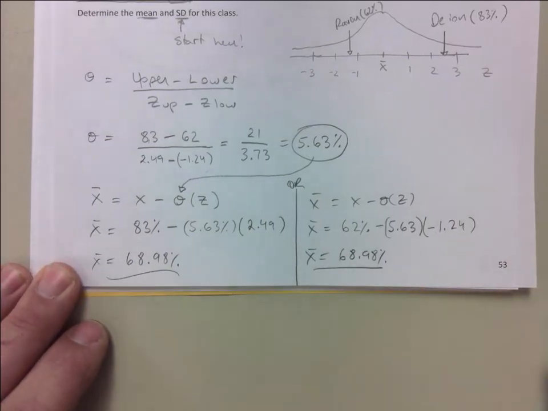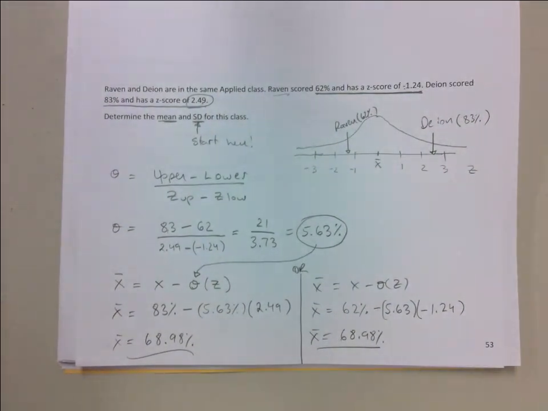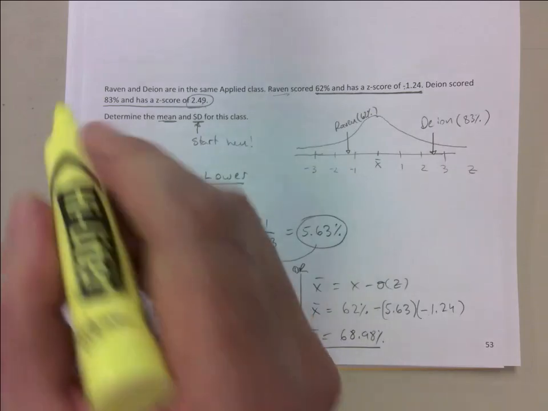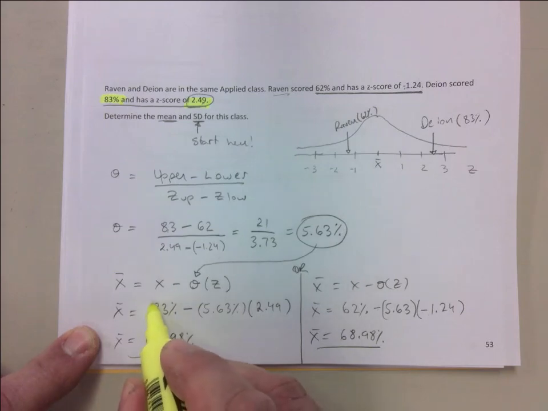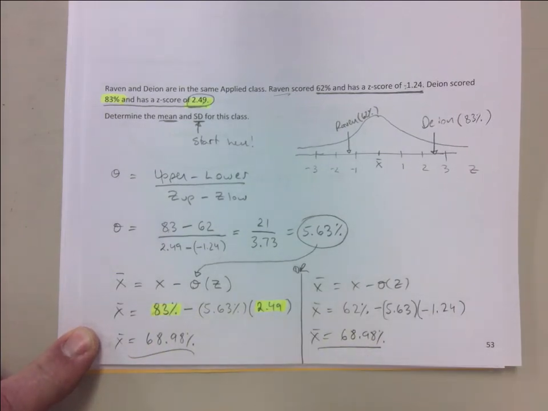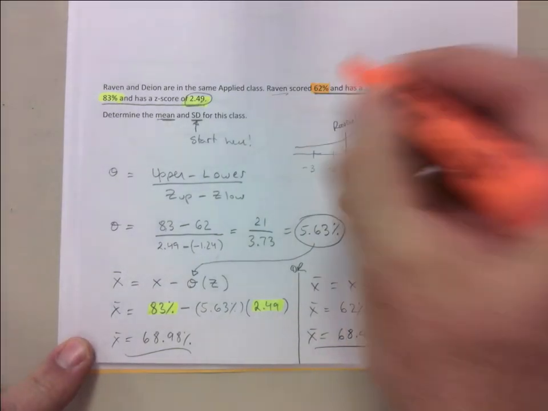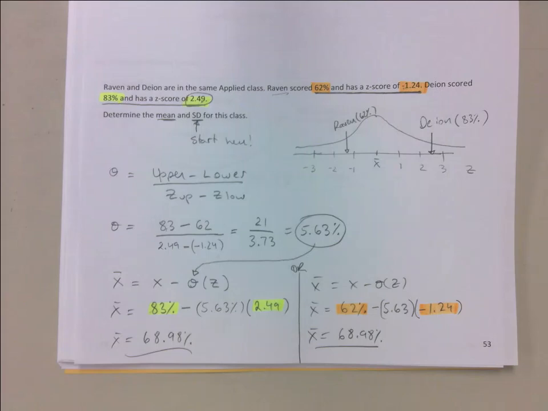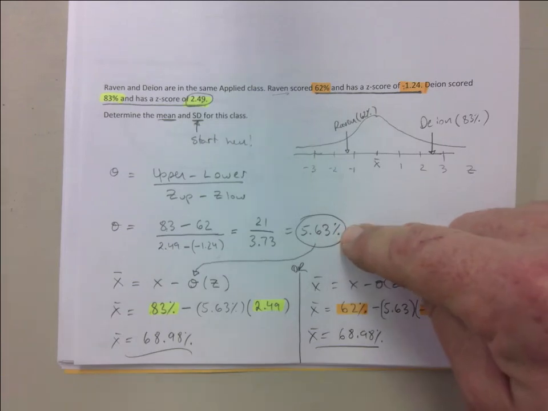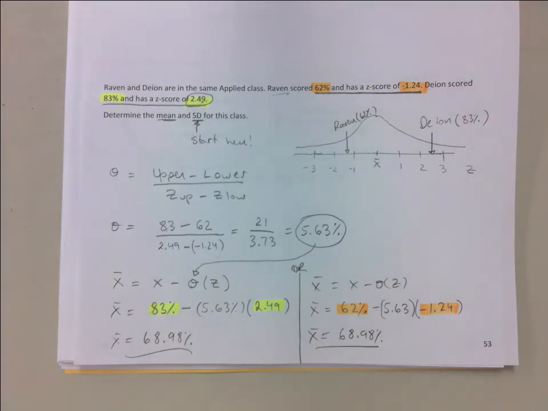So it doesn't matter which information you pick. I'm just going to highlight here. If we go with Dion's score, make sure you keep them together. If we go with Raven's, you just can't mix them up, right? That's all I'm saying. But once you have your standard deviation, please start there. Then you figure out the mean and the standard deviation.